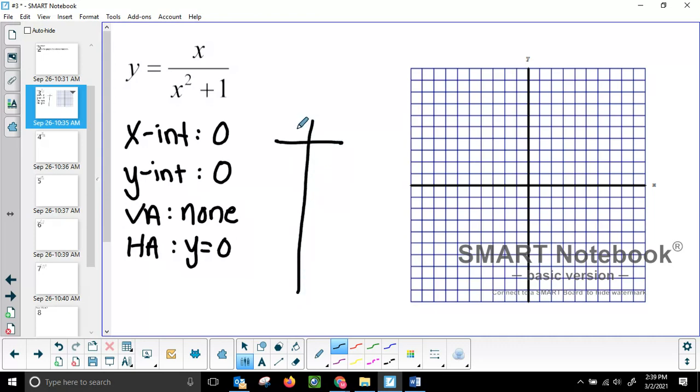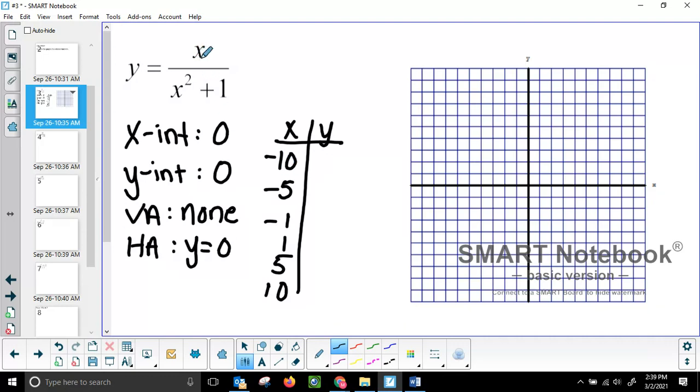If we get some extra points here, and again, we can normally do negative 10 and 10. Here we can also do a couple of other numbers, negative 5, maybe negative 1, 1, and 5. I just picked random numbers, just kind of intermittently throughout there, not that they're any special importance.